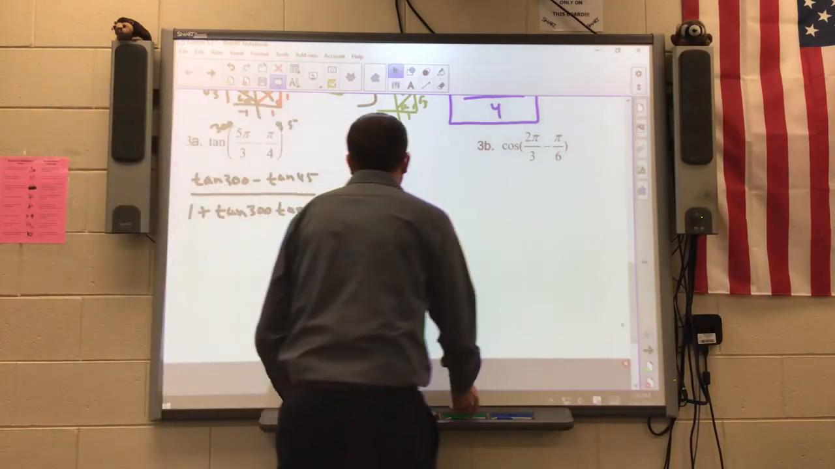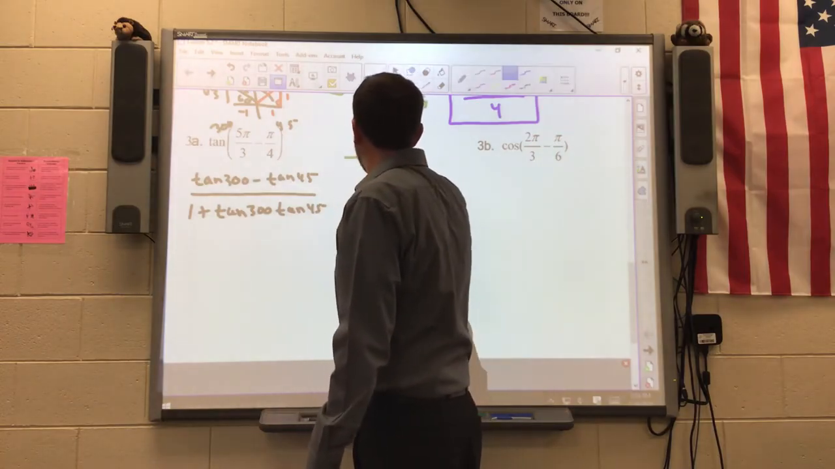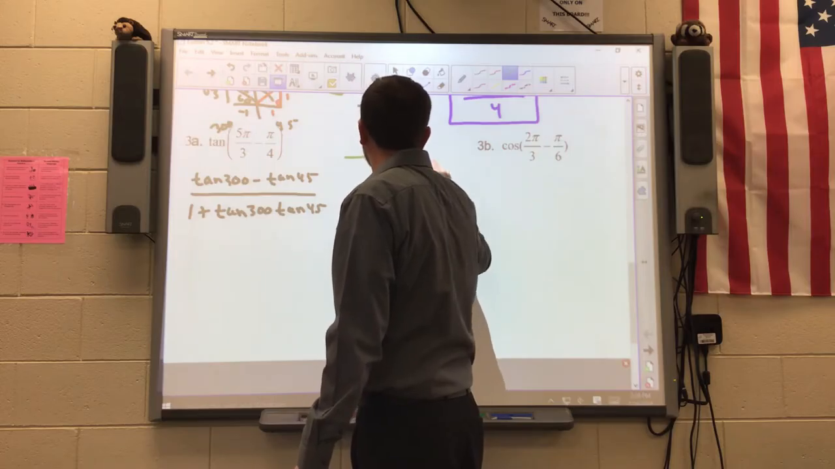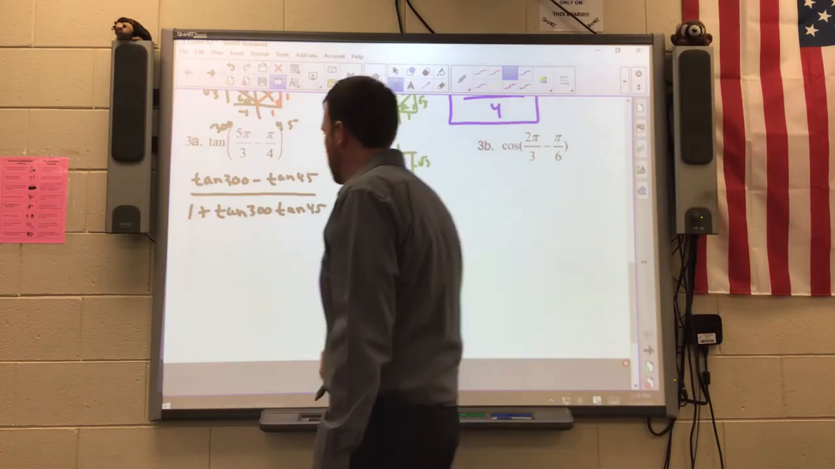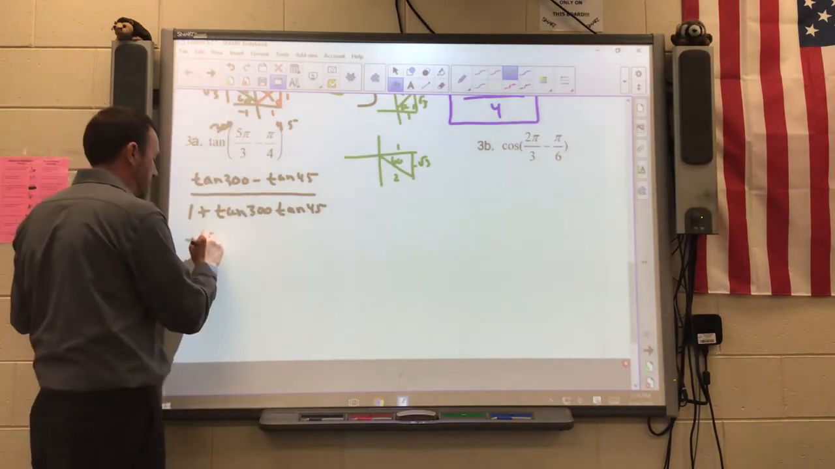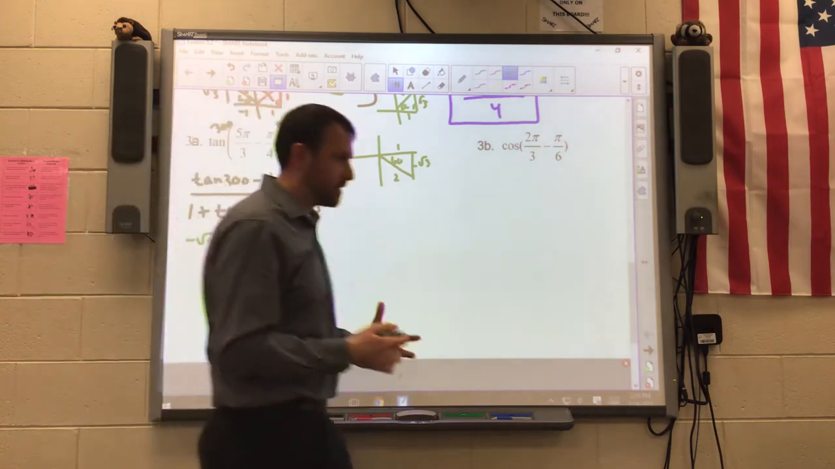So I'll draw 300. Right, 300 is going to go around. You're going to be in the fourth quadrant, 60 degrees. Alright, so that's going to be my triangle. So tangent 300 is actually going to be negative root 3. Minus the tangent of 45 is 1. Right? It's an isosceles triangle.